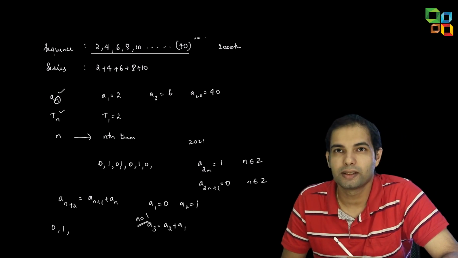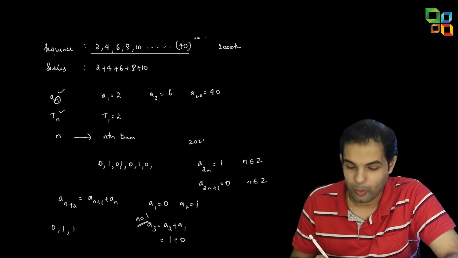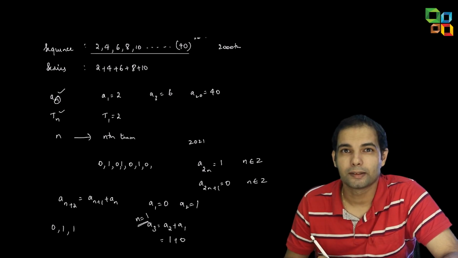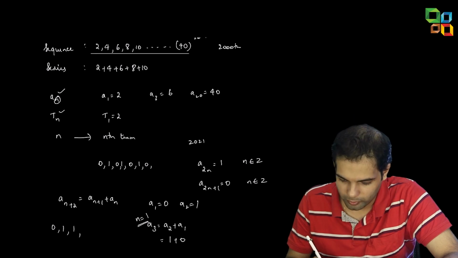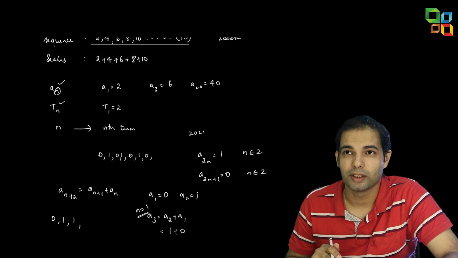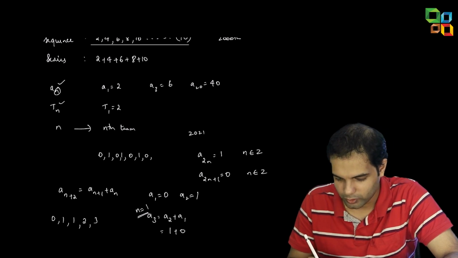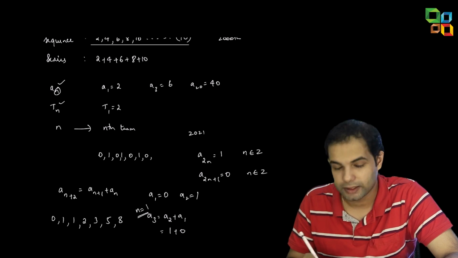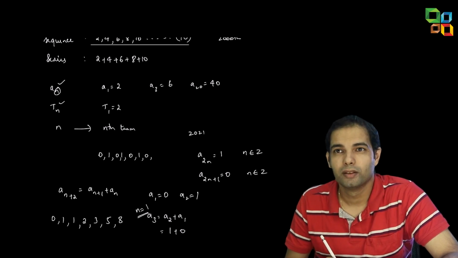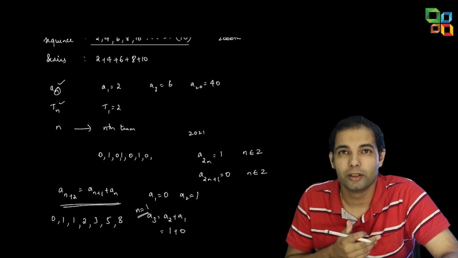So what is a3? We know what a1 and a2 are. This is 0, this is 1, so the sum is 1. Correct? So what would be a4? Sum of the previous two terms, right? It would be 2. Again, sum of the previous two terms: 3, 5, 8, right? So what they did is give a simple formula like this. So it forms a sequence.